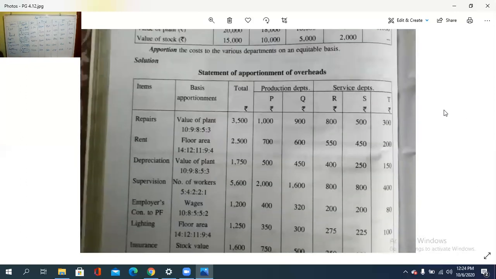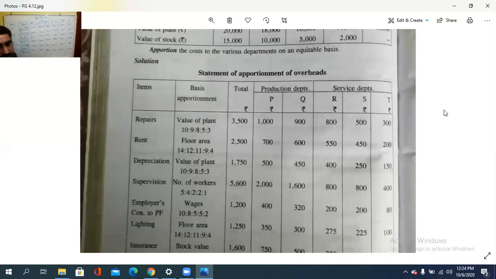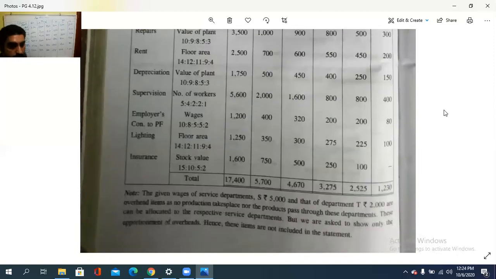That is based on stock value. So how much is the stock value here? See, 15 is to 10 is to 5 is to 2. And the last item, there is none. So 15 is to 10 is to 5 is to 2. That is the stock value. Based on the stock value, this is to be apportioned, and the amount is 1600. So 1600 into 15 by the total of this, 1600 into 10 by the total of this, 1600 into 5 by the total of this, and 1600 into 2 by the total of this. So how much is it? 750, then 500, then 250 and then 100.